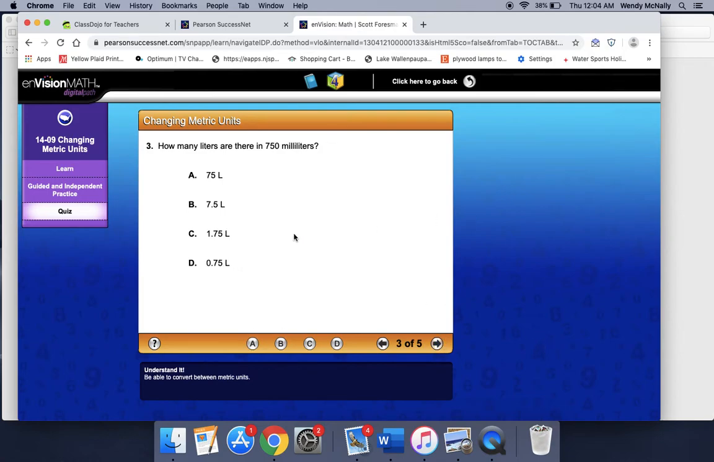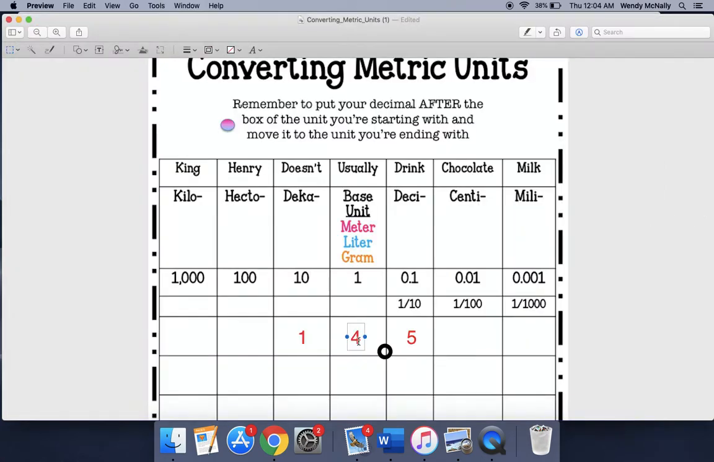Now let's try another problem together. So this problem says how many liters are there in 750 milliliters? So right now I'm starting with 750 milliliters. So let me show you that. So I know that I am working with milliliters, so let me put my decimal at the bottom of milliliters, the end, and let me write my number.